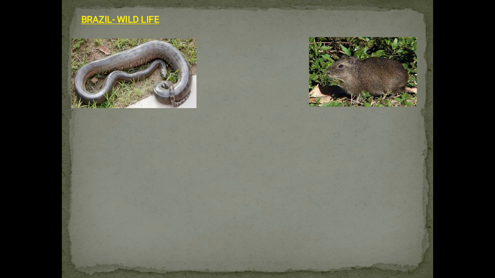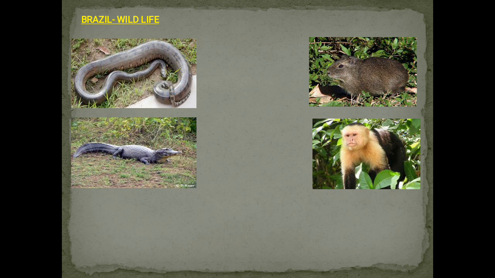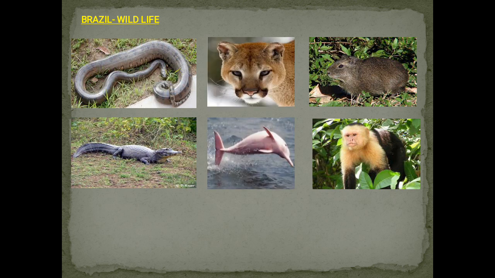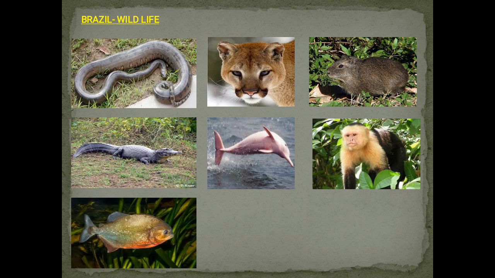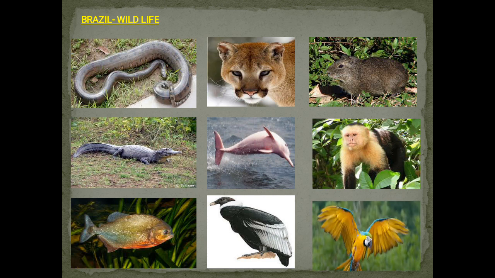Let's learn about the wildlife of Brazil. Before that, let's have a look at some animals. Animals like anacondas, guinea pigs, crocodiles, monkeys, pumas, pink dolphin, piranhas, condors, and macaws. These pictures will tell you about the wildlife. Now, let's study about the wildlife in detail.